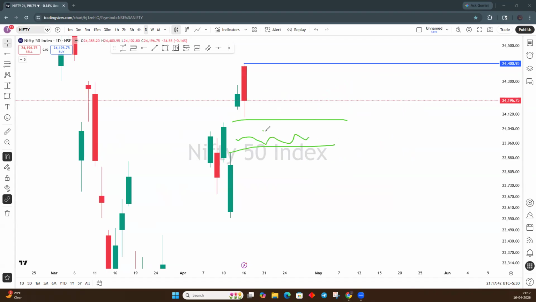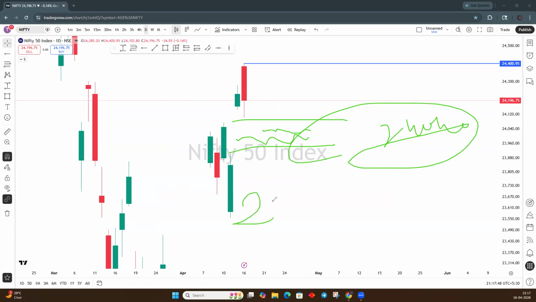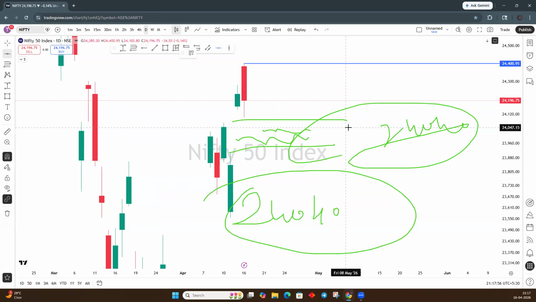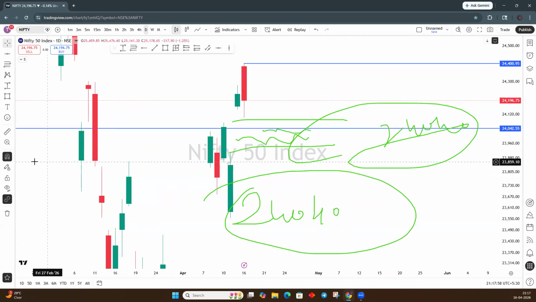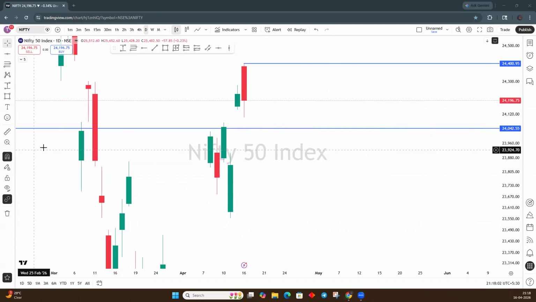And the gap is near 24,040. Mark this level, and you can hold your profits till here if you sell on rise in the Nifty. So after the Nifty rises, go on a bearish signal. Don't go short on bullish.